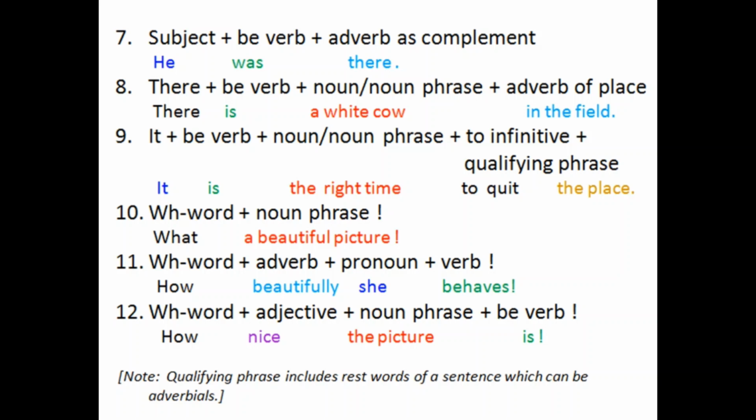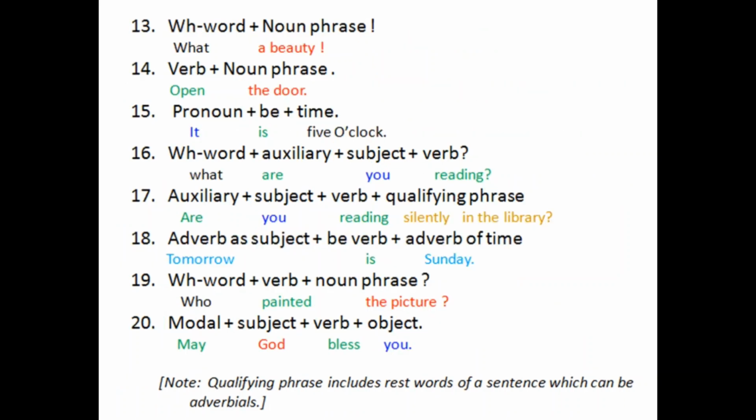Next, how nice the picture is. Here, WH word plus adjective plus noun phrase plus be verb structure is followed. Let's discuss the remaining structures. WH word plus noun phrase. So the sentence is, what a beauty. Look at the next sentence, open the door. Here, verb plus noun phrase structure is followed.